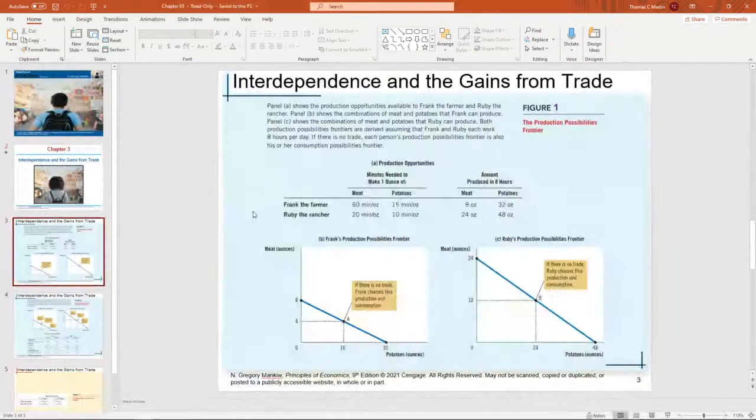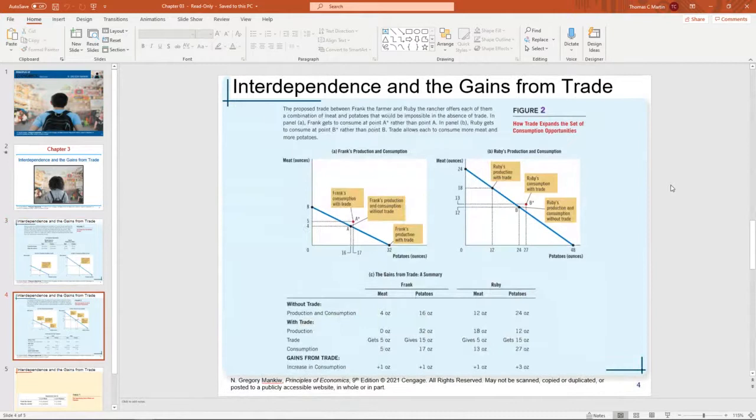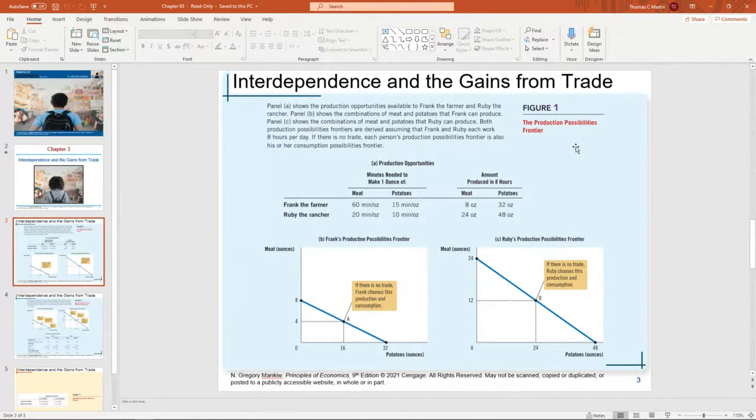I want to look at the example they give in your book, if I'm not mistaken. They're looking at the farmer, Frank the farmer, and Ruby the rancher. And they're comparing two products: meat and potatoes. Now, there has to be a standard to which they are all compared, something that is measurable. It could be labor, but in this case, it's time.